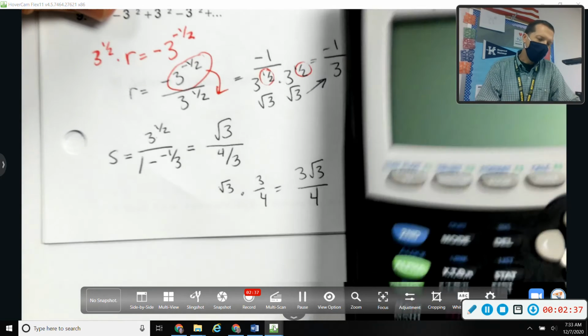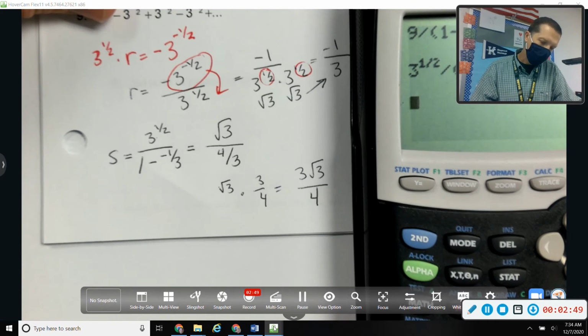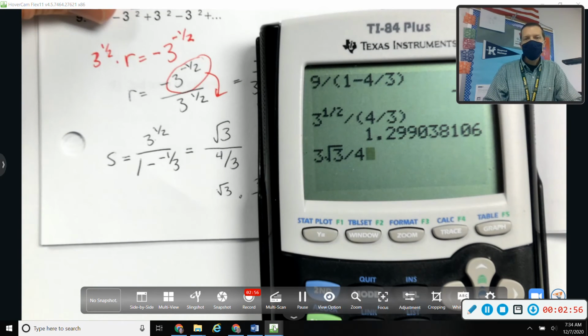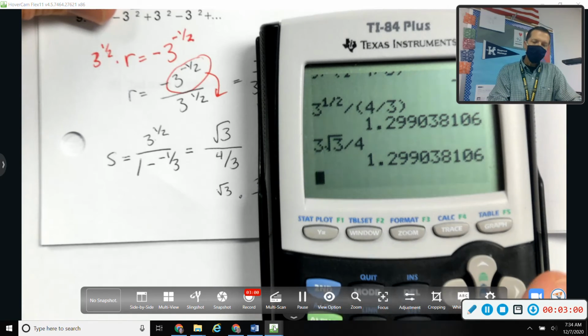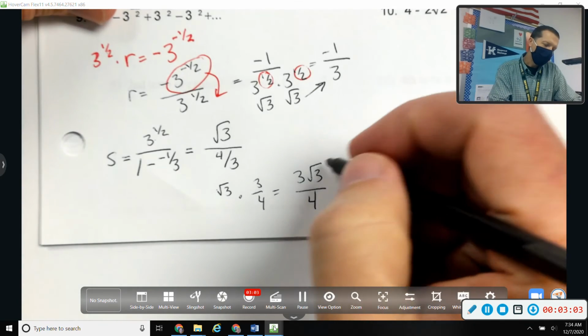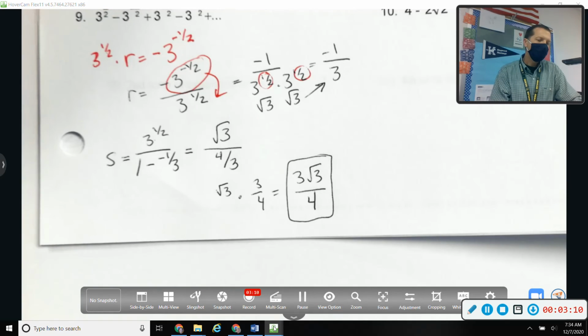We could use the calculator to check that. 3 to the 1/2 divided by 4/3. And that's supposed to be 3 square root of 3 divided by 4. So I really just want to see if those are the same number. And they are, so I know I got it right. So yeah, number 9 was a tricky one because of the square root stuff and the powers, the negative. So yeah, 9 and I guess 10 is pretty similar.